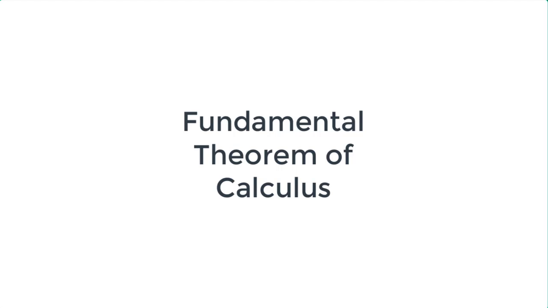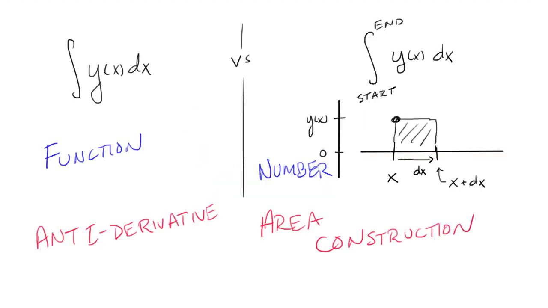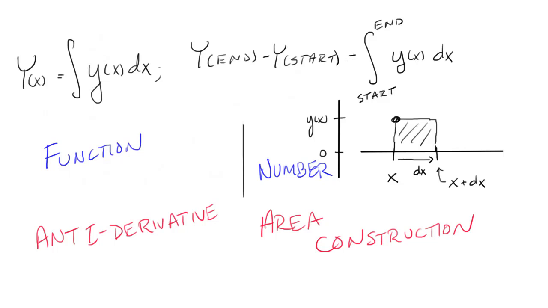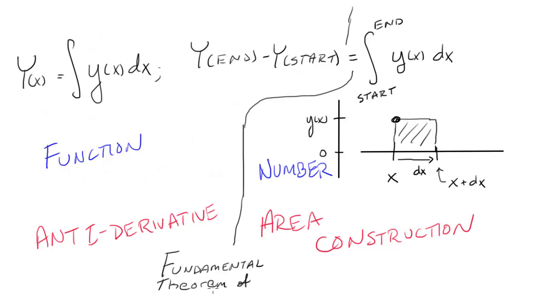Fundamental theorem of calculus, where we connect antiderivatives to area constructions. From the last video, we did the area construction of Riemann's sum. The fundamental theorem of calculus says, look at the antiderivative function, plug in the endpoint, plug in the start point. That number is exactly the same as the area number you get from the limit of the area construction. That is the fundamental theorem of calculus.